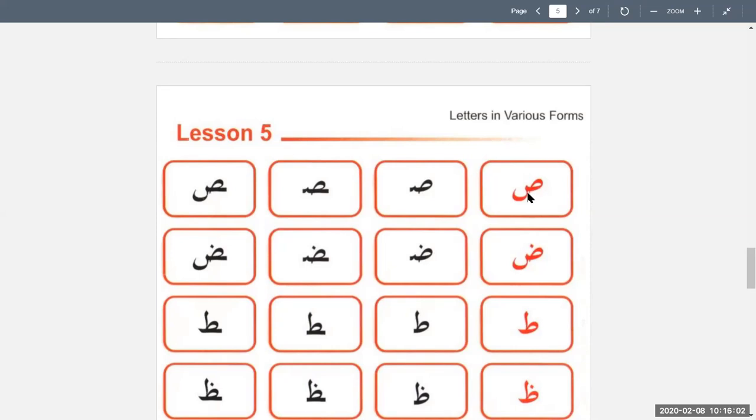Remember that your line is here. So the tail here goes below the line and then it comes back over the line. This one stays right on the line. So does this one. And this one again goes below the line. So your line goes right through here.